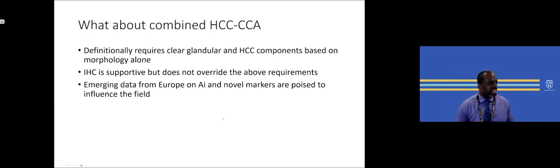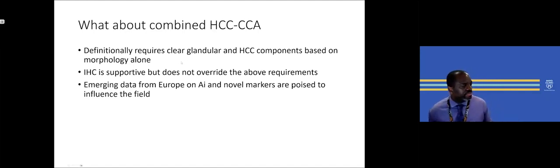So one of the questions that comes up, again, I actually got this question yesterday: what about combined HCC cholangio? I think definitionally, based on the WHO criteria, this requires clear glandular and HCC components, and it is based on the recognition of those components or morphology alone. So the immunohistochemistry plays a strictly supportive role and does not override the above requirements.